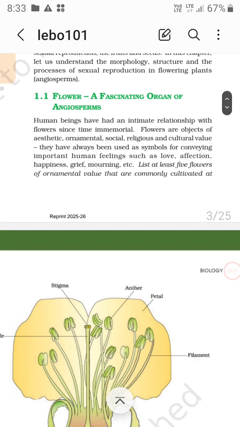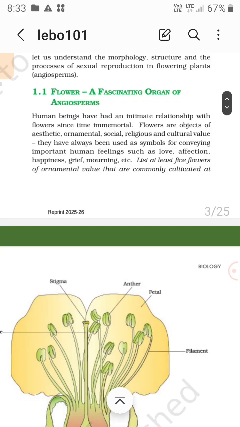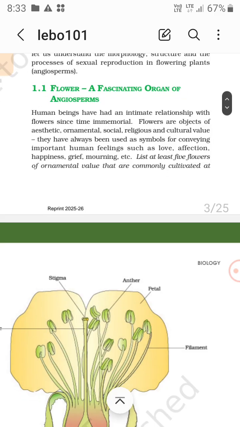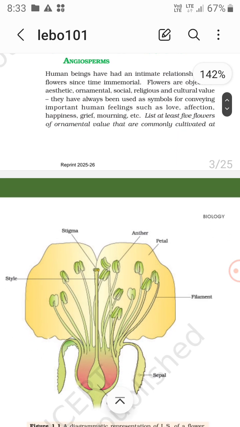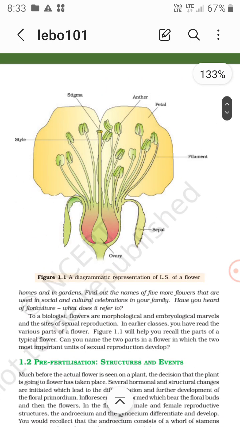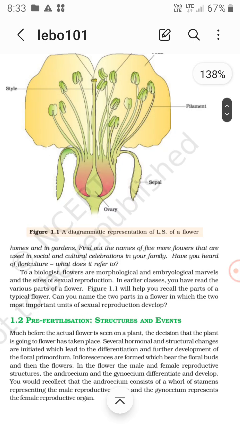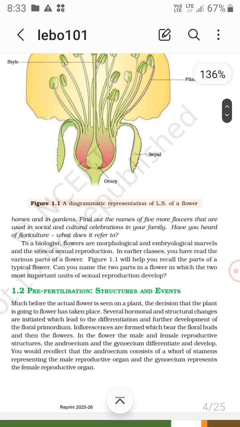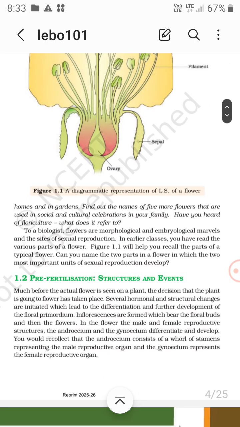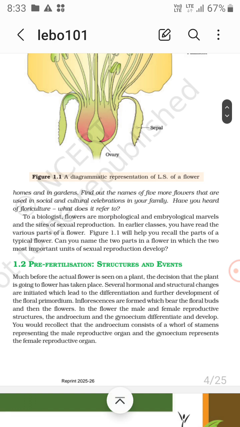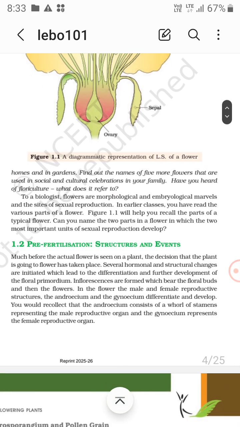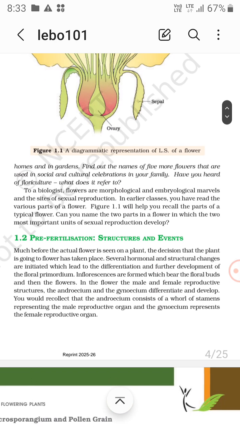The culture and farming of flowers is known as floriculture. Flowers are morphological and embryological marvels and the sites of sexual reproduction.